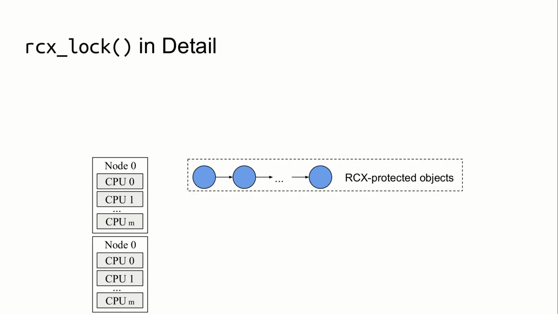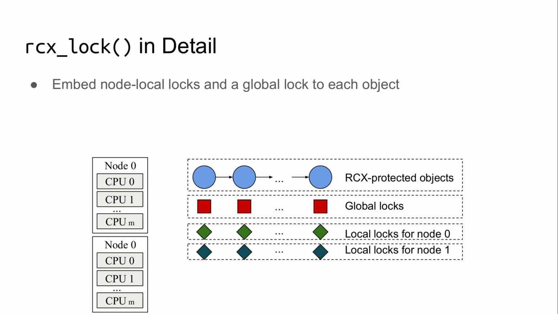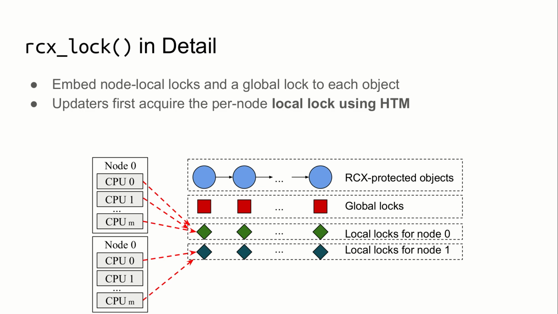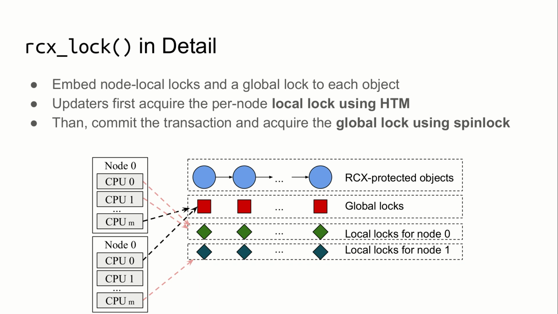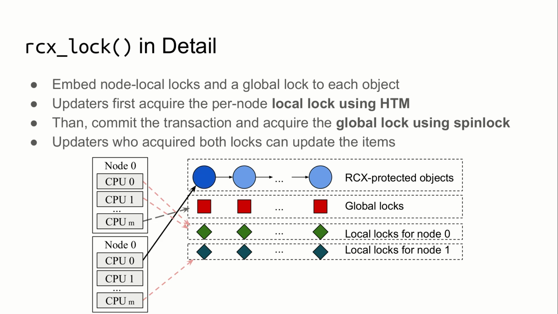Let's see how it works in detail. Each object protected by the RCX log embeds node-local logs and a global log. The updaters first acquire the per-node local log of the object that they want to update using hardware transactional memory. Once an updater acquires the node-local log, it commits the transaction and then acquires the global log of the object using a spin lock. The updaters who acquired both the local log and the global log can update items now.